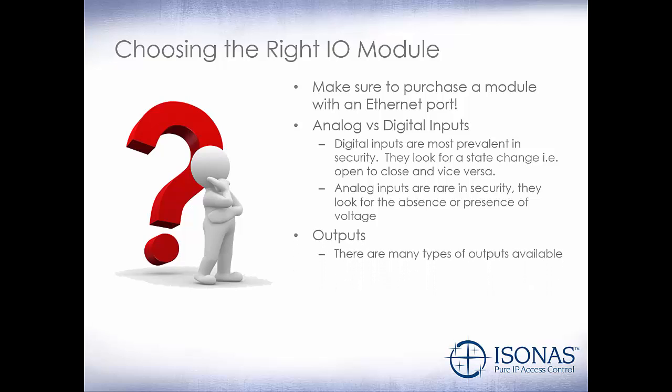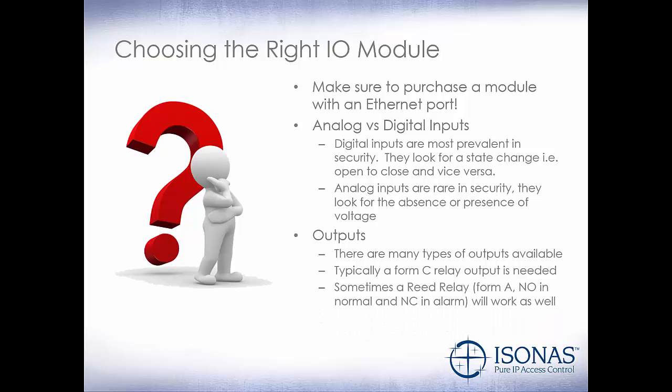Outputs. There are many types of outputs available in IO modules. Typically, you'll want to look for a Form C relay output. Sometimes you can use a read relay or a Form A relay, which is just normally open in its normal state and normally closed in alarm, will work. There's other types of outputs such as TTL, open collector, and digital outputs. Most of the time you'll need a Form C, or sometimes you can get by with that Form A relay.